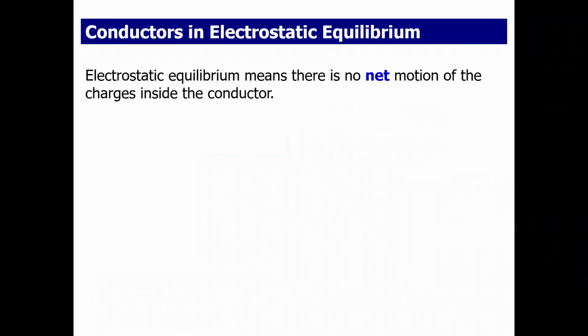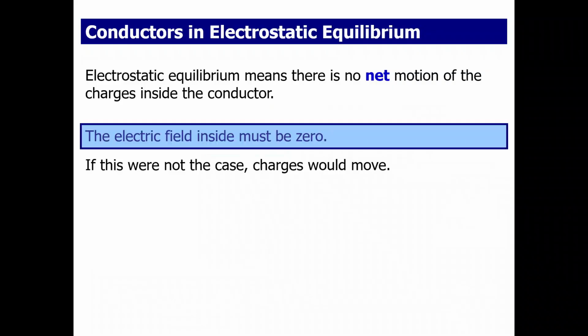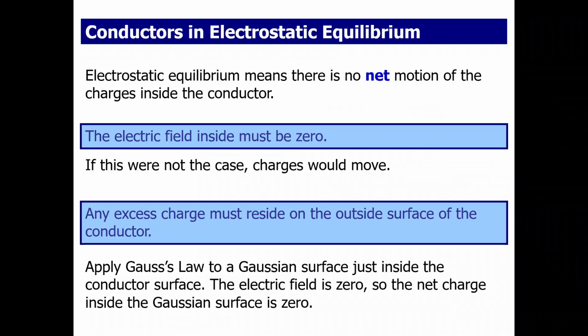So coming back a little bit to our conductors in electrostatic equilibrium, we know that there is no net motion of the charges inside the conductor. Okay, we talked about this. There's no electric field in the center because the electrons are repelling and arranging themselves so that the net force is 0 and the electric field is 0. So our electric field inside any conductor must also be 0. This is true if you're using Gauss's law. If this wasn't the case, then our charges would have a net force and they would be moving.